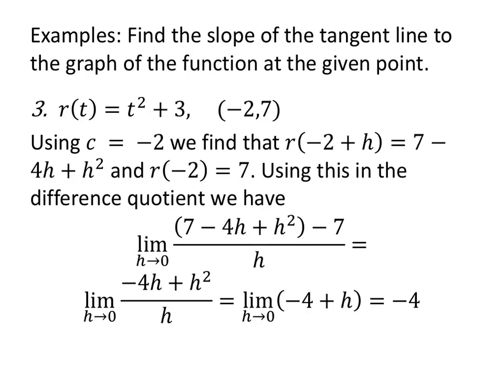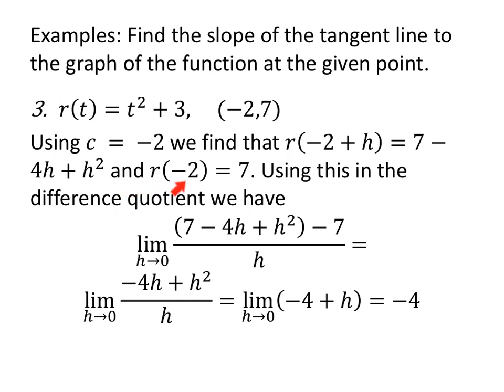Our third example, r of t equals t squared plus 3 at the point -2, 7. Using a c value of -2, we can find that r of -2 plus h, our c plus h, is 7 minus 4h plus h squared. Inputting -2 plus h in place of the t, squaring that, making sure to FOIL, and then adding 3. If you need to pause, make sure you write it out and see where that came from.